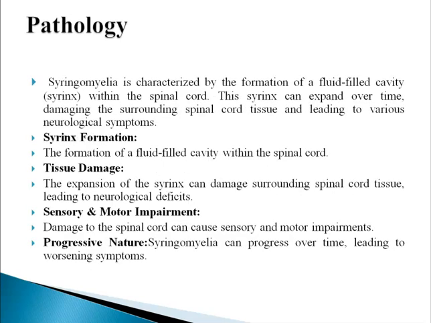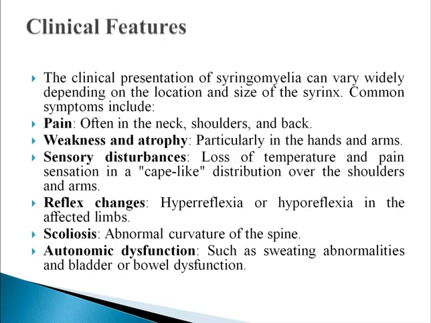The pathology of it. So as stated previously, syringomyelia is characterized by a syrinx within the spinal cord. This syrinx can expand over time, damaging the surrounding spinal cord tissue and leading to various neurological symptoms: syrinx formation, tissue damage, sensory and motor impairments, and it can progress over time, thereby leading to worsening of symptoms.